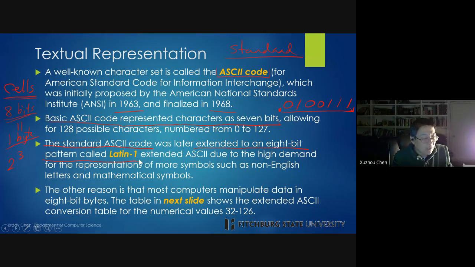Once they extended to Latin-1, you can use 8 bits. With 8 bits, you can double the character set, right? The character set used to be 128 with 7 bits, but now with 8 bits, you can double this number to 256. So with 256, you can represent more symbols, even non-English letters and some mathematical symbols. So you can represent more things, without causing much of a storage problem, because now you take the whole cell for each character.